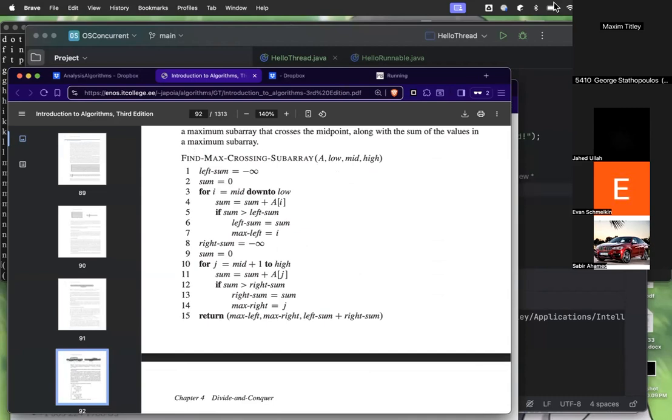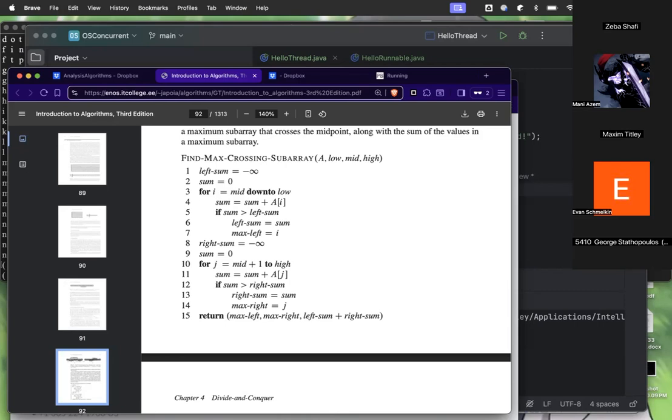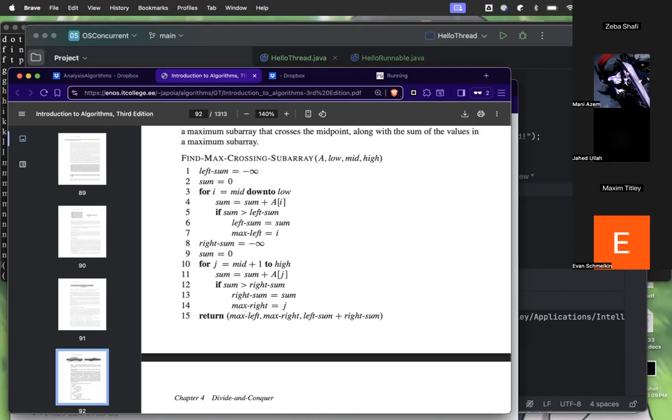By show of hands, how many of you have done pseudocode before? Yeah, I've done it before. Okay, great, I've done it as well. Great. So about 2 people have done pseudocode before. So here's what it means.